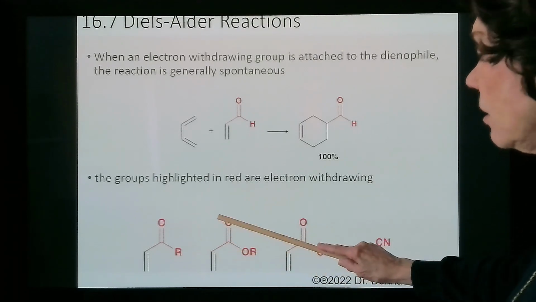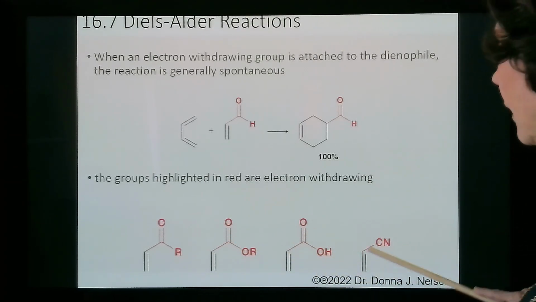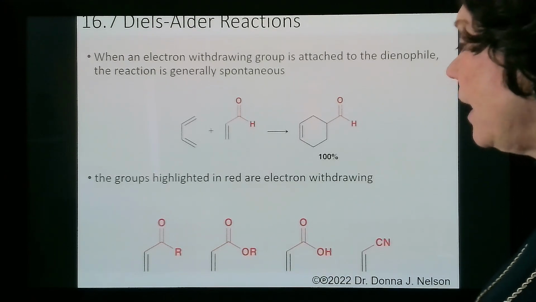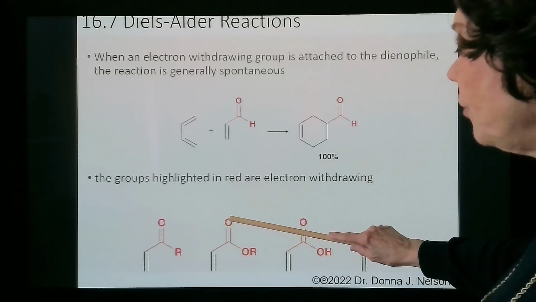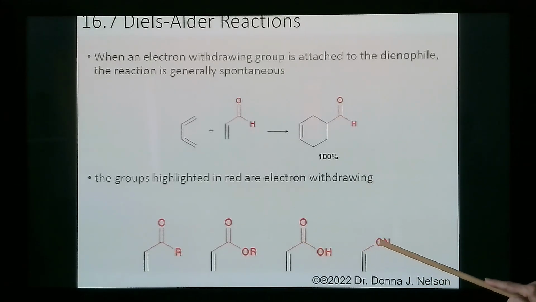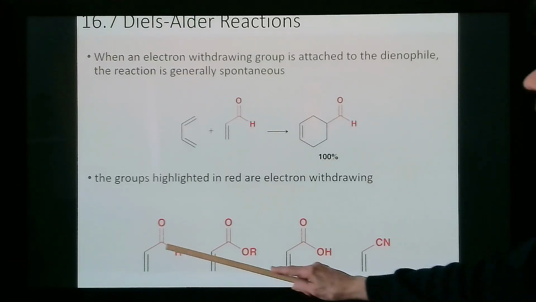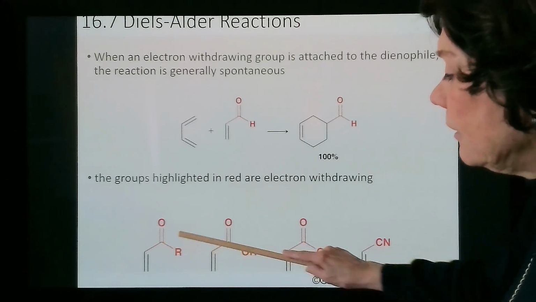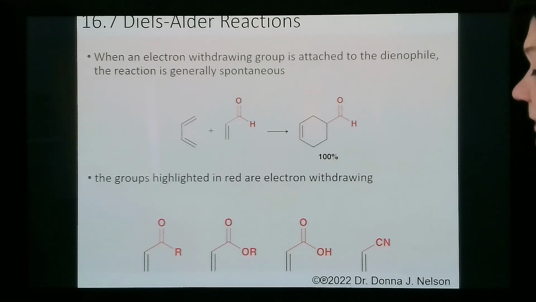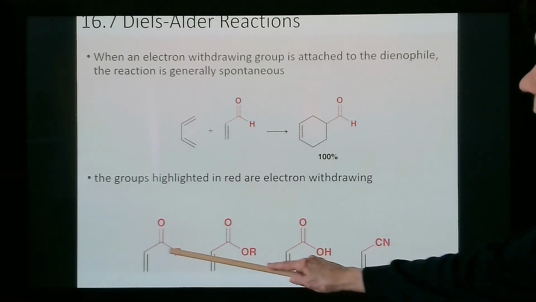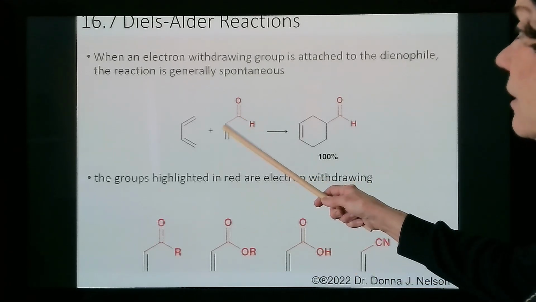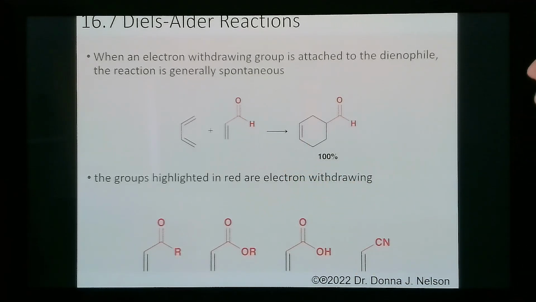So these are all electron withdrawing groups. If you'll look at each one of these, this is a carbon bonded to an electronegative atom, carbon, electronegative atom, carbon, electronegative atom. Here, this is carbon bonded to an electronegative atom. In each case, the carbon here is going to bear a significant partial positive charge that makes these electron withdrawing groups. And so that would facilitate the Diels-Alder reaction.